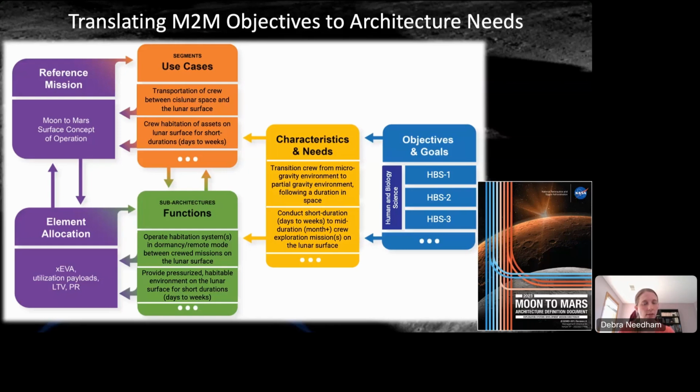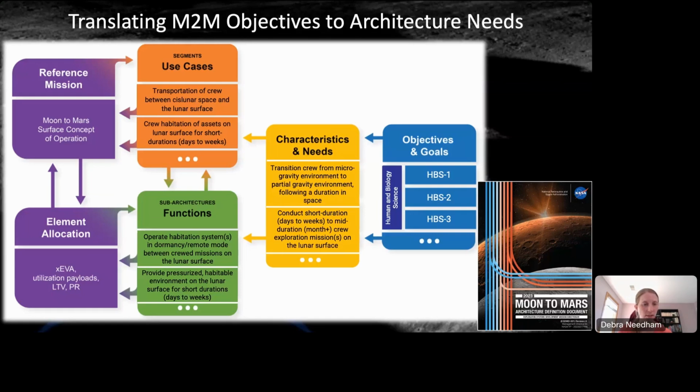So then going to the use cases, we need transportation of crew between cislunar space and the lunar surface, and habitation of assets on the lunar surface for short durations. There are also examples, you see the ... etc. Like we need the long durations as well. And so these are just examples of the use cases that we might encounter for human and biology science.